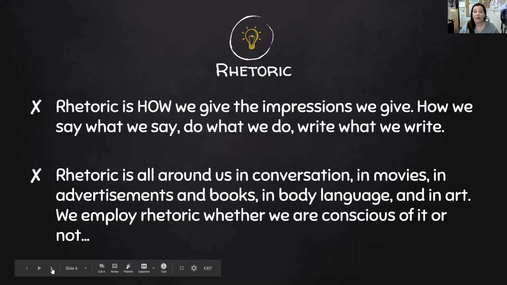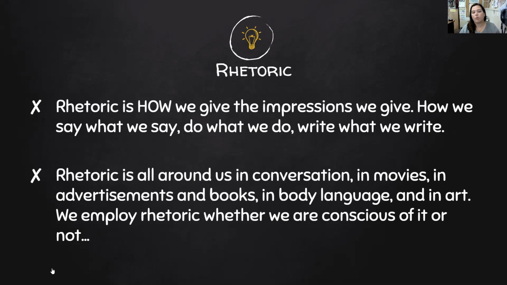So here's more about rhetoric. Rhetoric is how we give the impressions we give, how we say what we say, do what we do, and write what we write. Rhetoric is in speech and in writing. Rhetoric is all around us in conversation, in movies, in advertisements, and books, in body language, and in art.